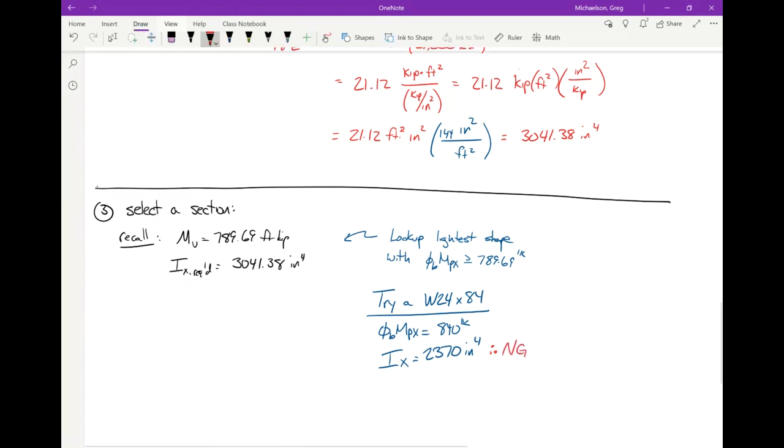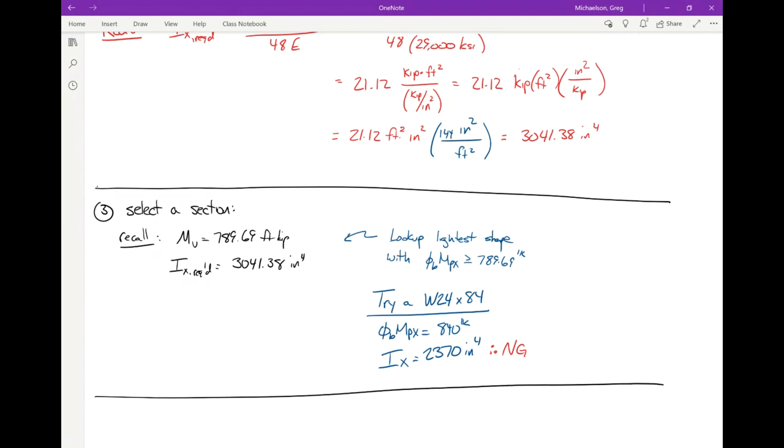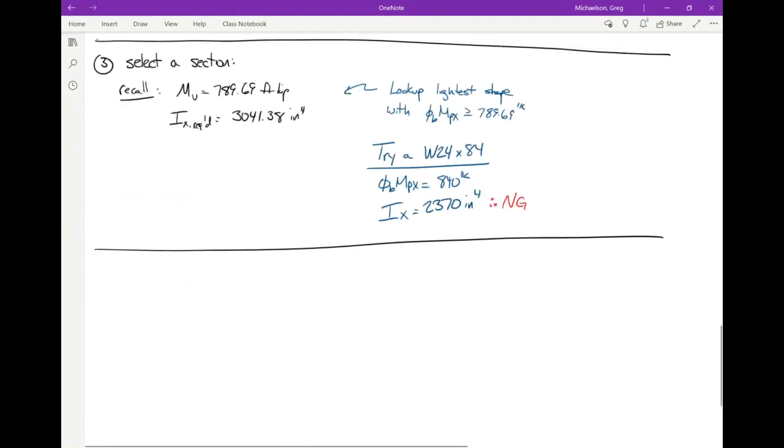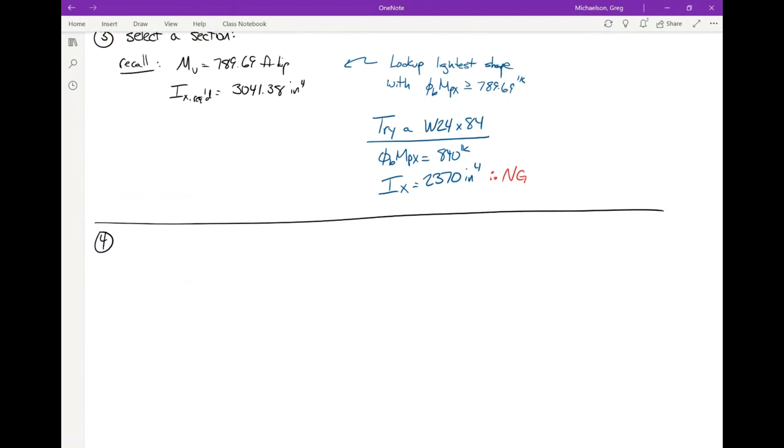So what we've got to do is we've got to go to step 4 and visit table 3-3. So now what I want you to do is go to table 3-3 and pick a section based off the IX. Now remember, our IX was 3041.38.